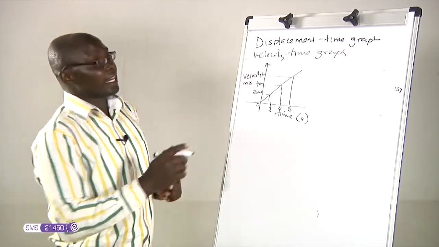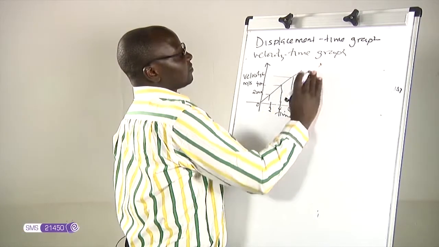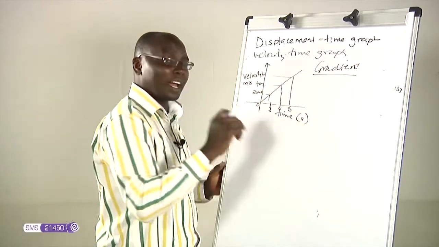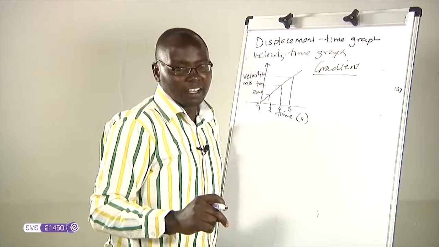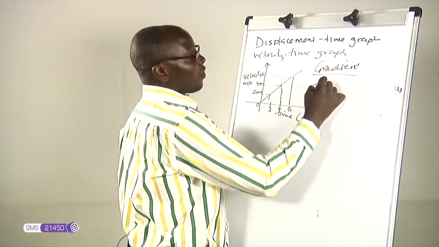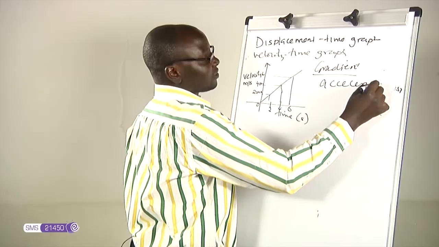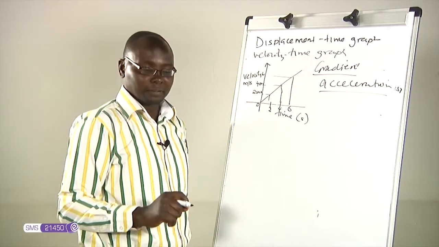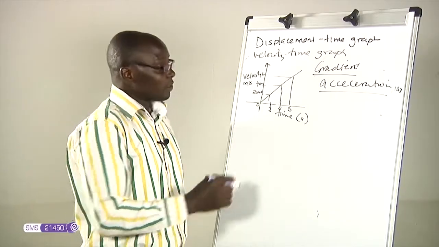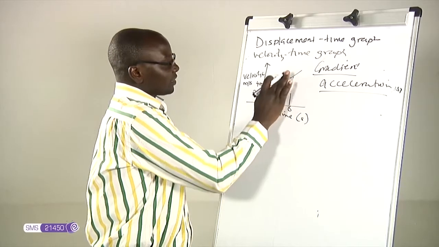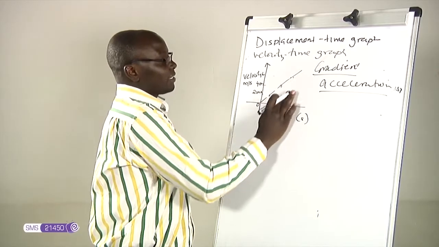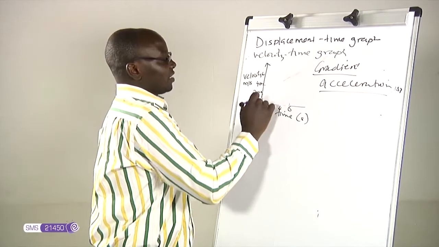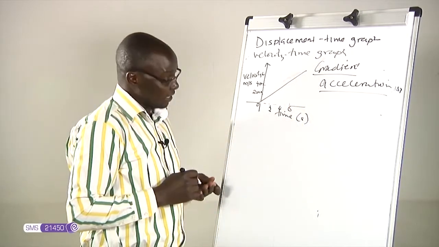And then I need to say, the gradient or the steepness of a line or a curve on the velocity time graph, what does it give? It gives what we call the acceleration. I've said for the displacement time graph, it gives the velocity. Let me remove these ones and remain with my line.